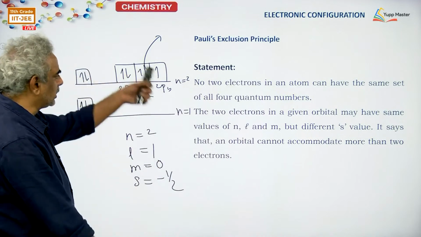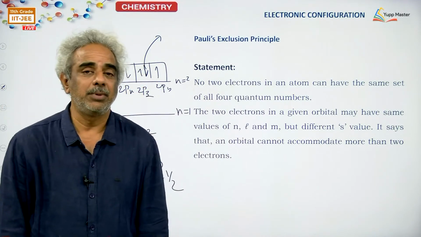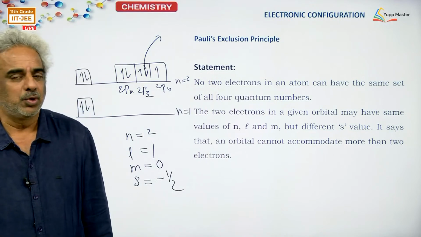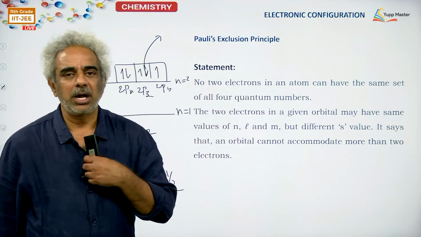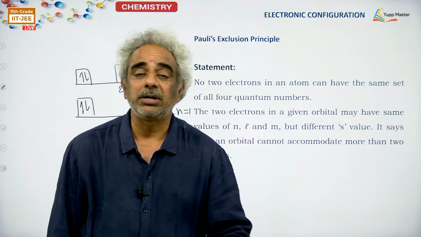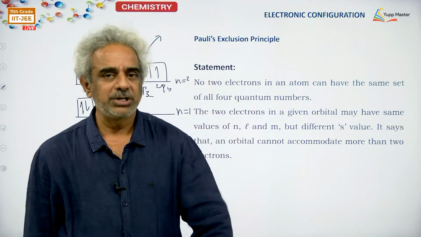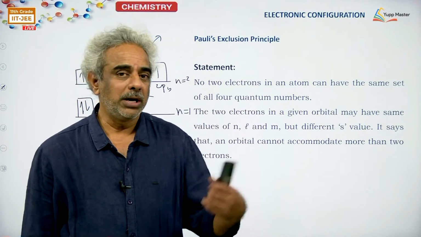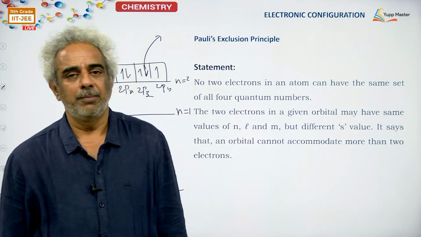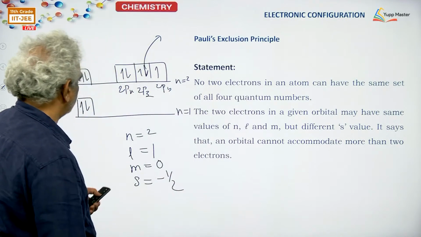Now no other electron will have this set, no? How can another electron have the same set of quantum numbers? No chance. So Pauli's principle says every electron has an exclusive set of quantum numbers. The electron's designation is done with a unique set of quantum numbers. No other electron can imitate or duplicate the quantum numbers.